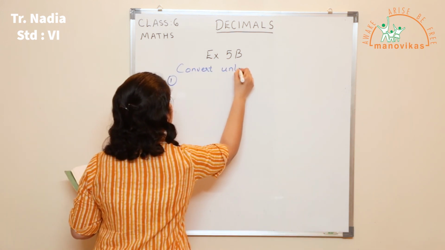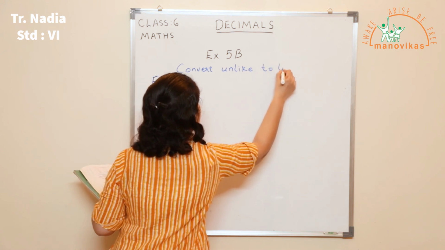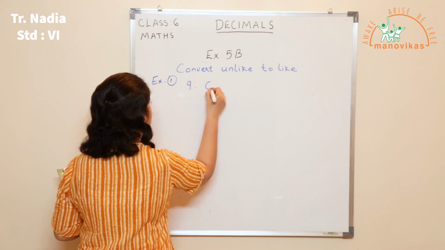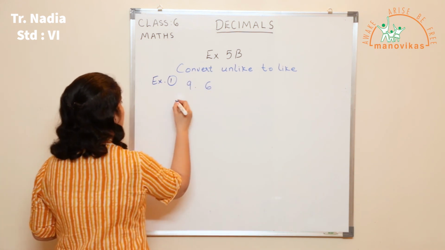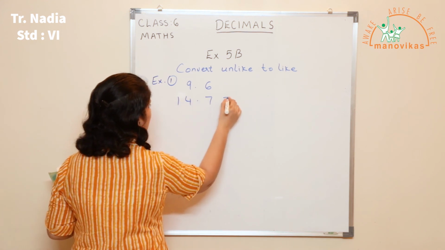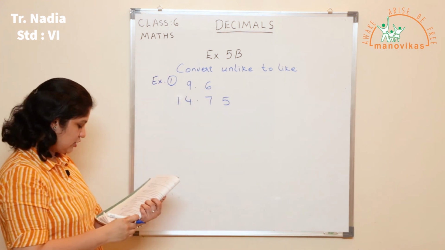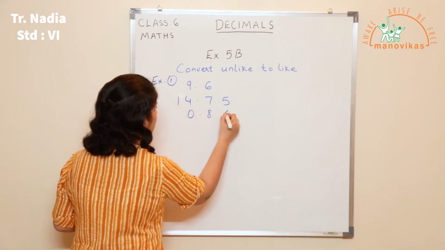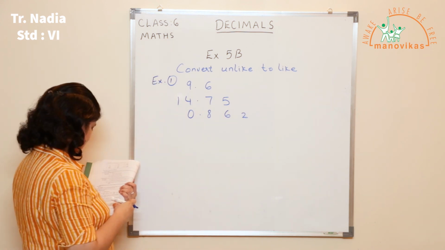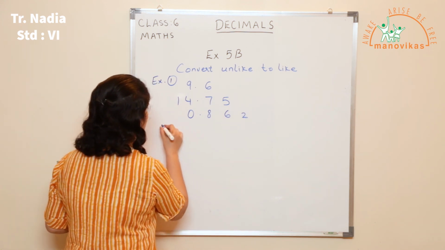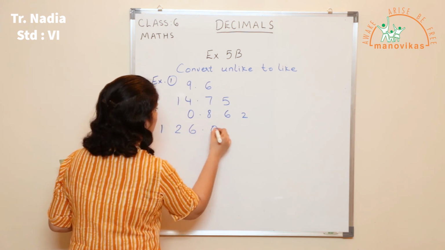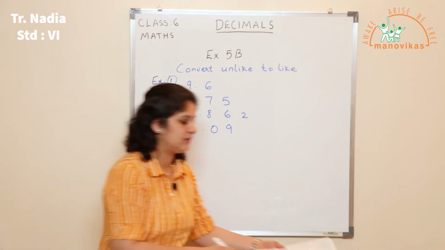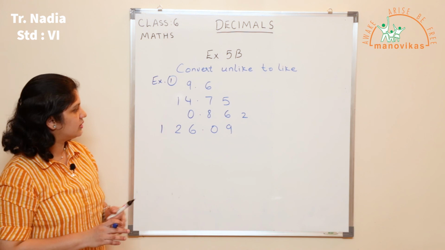Convert unlike to like. Okay, I have some decimal numbers here, that is 9.6, 14.75. You can write them one below the other, children, so that you are not confused. 0.862, 126.09. Okay, I prefer to write the question in this way, one below the other, because it will make the sum more clear to me. So this is my question.